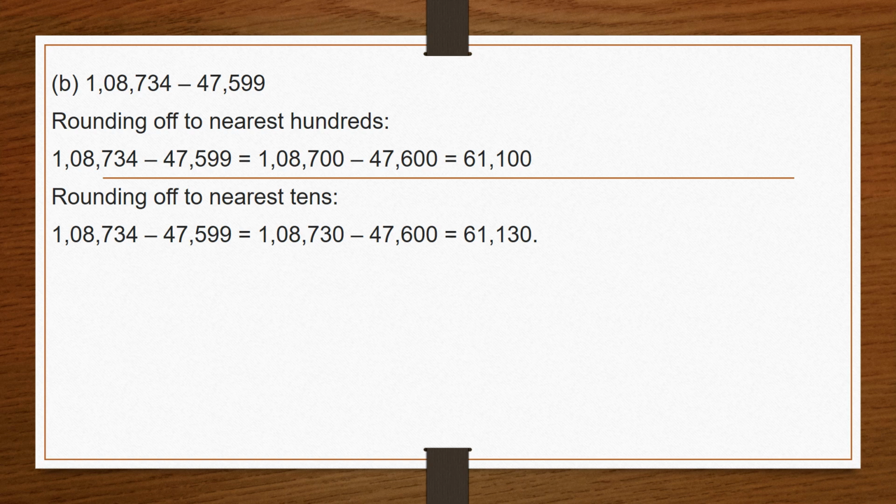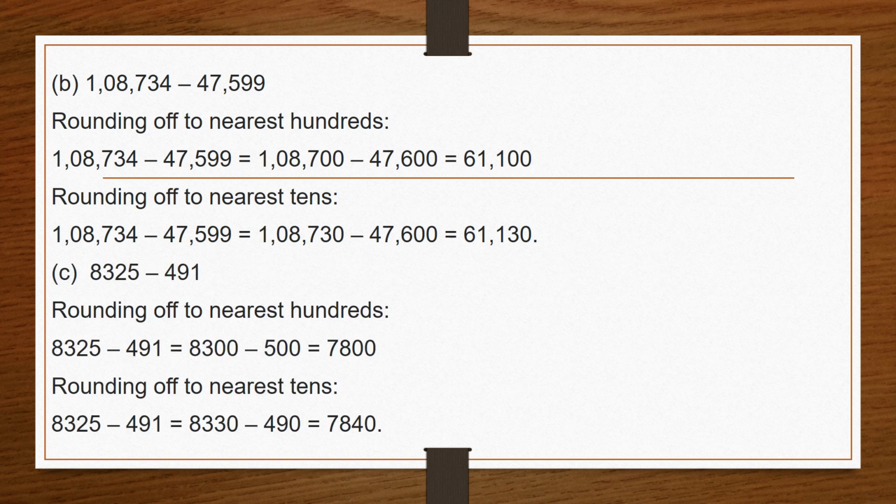Rounding off to the nearest tens. Now in 1,08,734, the ones digit is 4, so this number is rounded down to 1,08,730. In 47,599, the ones digit is 9, so this number is rounded up to 47,600. Now the difference is 61,130.